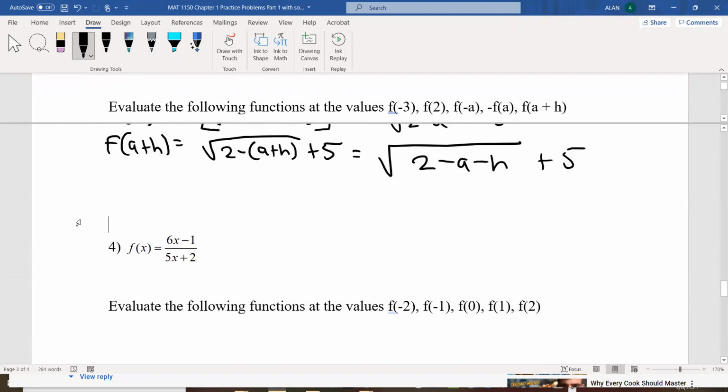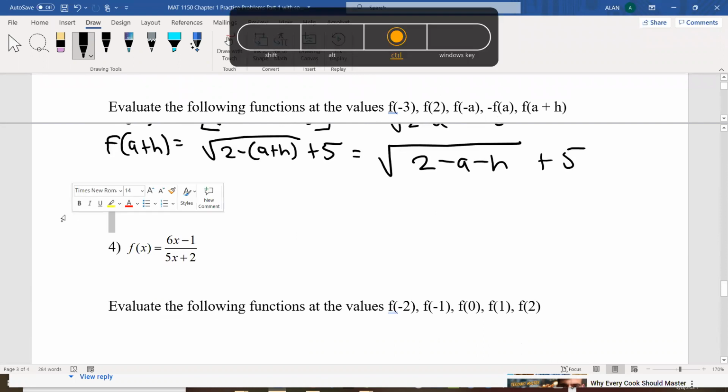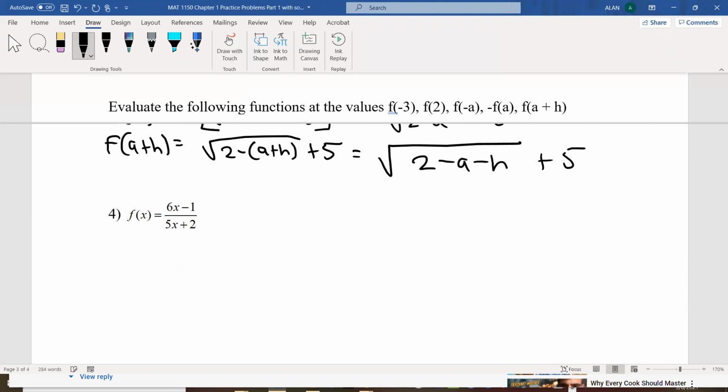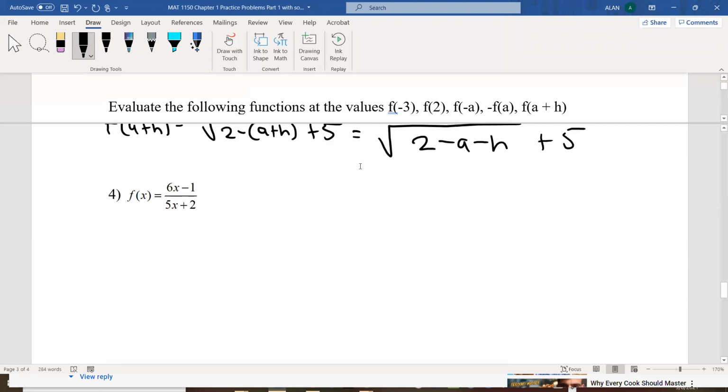Now, this one could be a potential nightmare because we've got division here, and we have to be careful to make sure we do not end up with division by 0. So why don't we start with the first one?